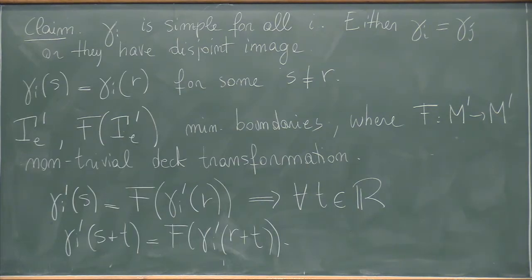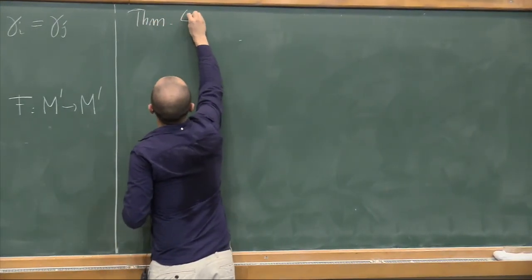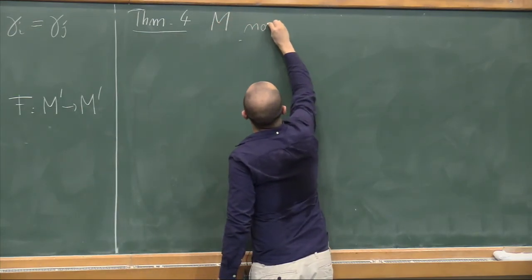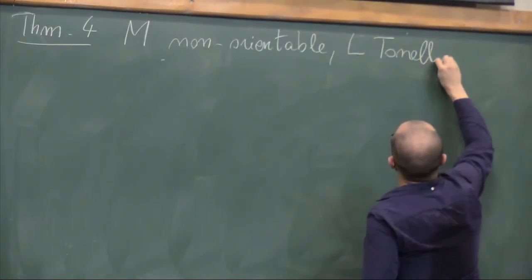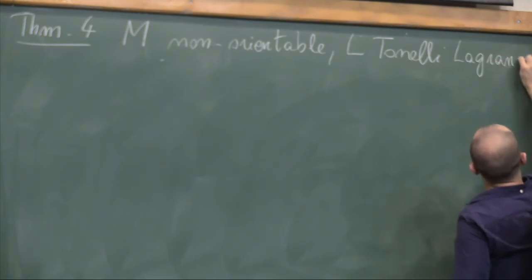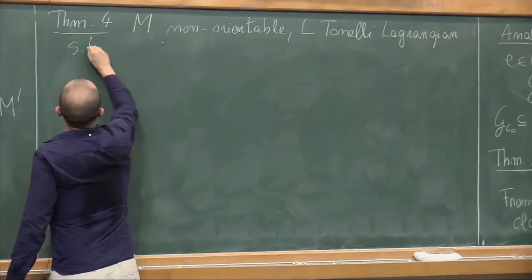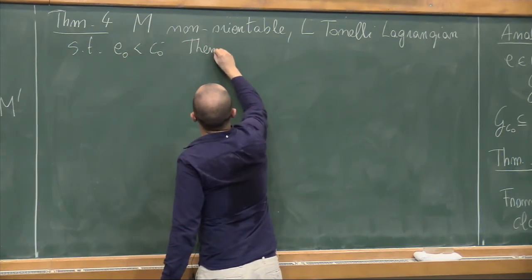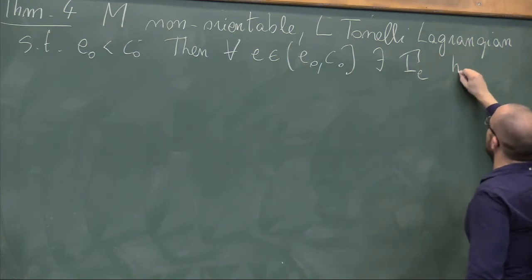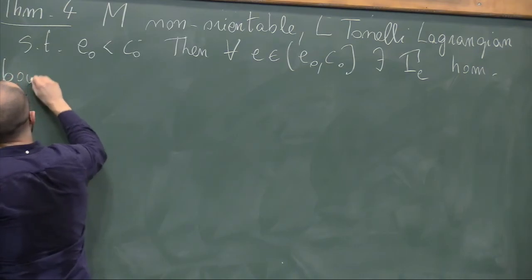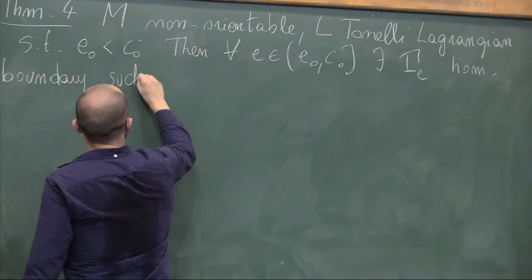I also wanted to talk about topological boundaries whose components are simple periodic orbits just above the Mañé critical value, but since I don't have enough time, I will just write down the theorem for non-orientable surfaces and then I will stop. Theorem 4. So let's assume that M is non-orientable. L is a Tonelli Lagrangian such that E0 is less than C0. Then for all E in the interval E0, C0, there exists a homological boundary gamma E such that the following holds.